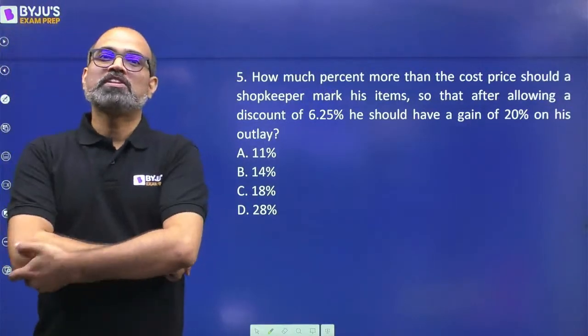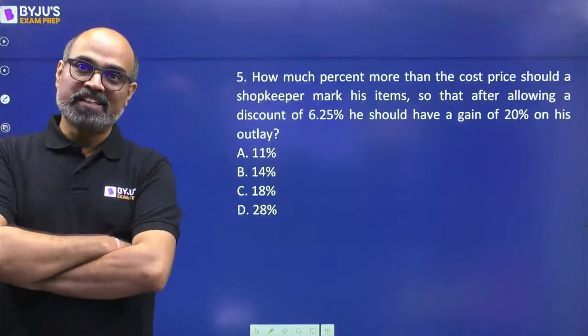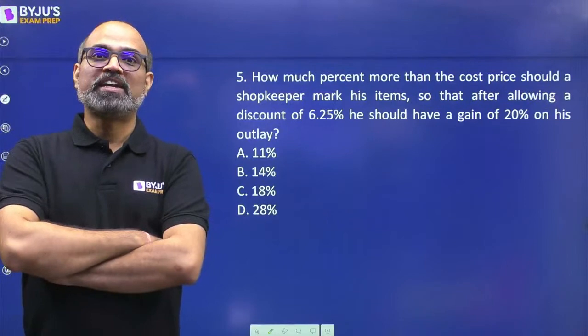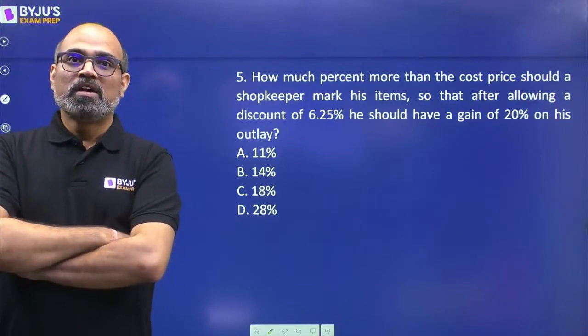How much percent more than the cost price should a shopkeeper mark his item so that after allowing a discount of 6.25%, he should have a gain of 20% on his outlay?